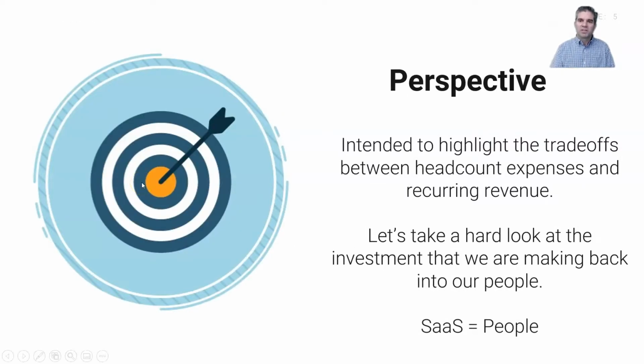So a perspective here, it's intended to highlight the trade-offs between headcount expenses or investment and recurring revenue. So let's take a hard look at the investment that we're making back into our people, because SaaS equals people. People are the greatest assets within the SaaS company. So this is, again, I think, a better measure than revenue per FTE, to understand the investment we're making in our employee base and the output that we achieve on the basis of recurring revenue.